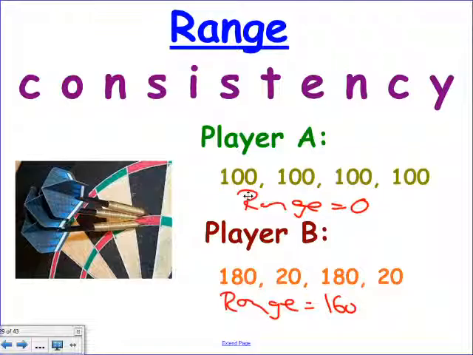So consistency isn't always a good thing. Sometimes you don't want consistency. You want your maverick who can get you the odd 180, because that's what we need to win. So yes, consistency is a very small range. However, sometimes having a large range is a good thing. So that's just an example of why range equals consistency. That's what they're after, to see that word.